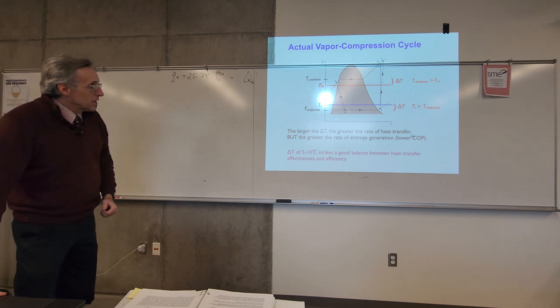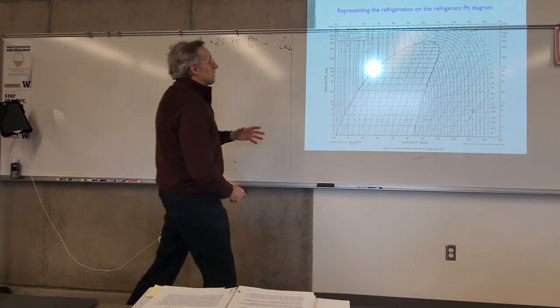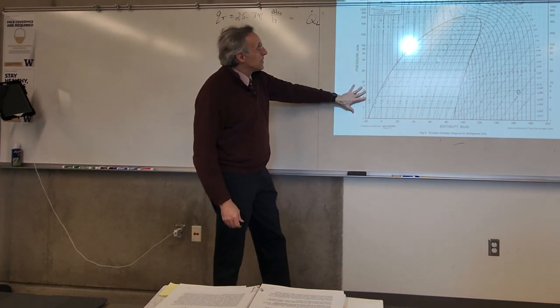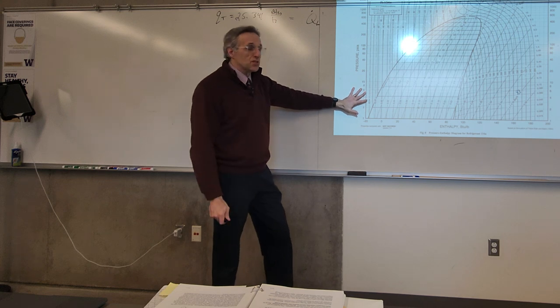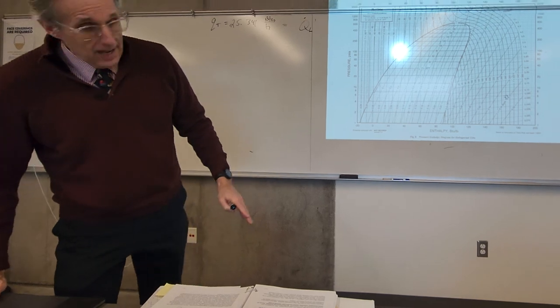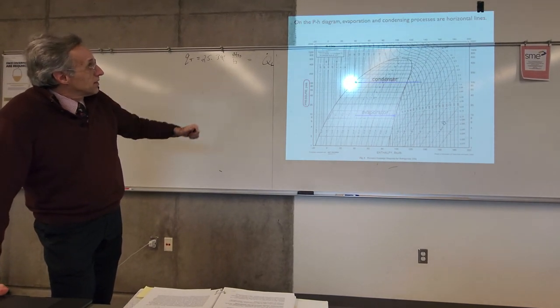Something like 5 to 10 degrees Celsius. We want to represent refrigeration on the pH diagram. And that's what we're going to do with this second problem here, the second part of the problem. Now, I actually have an example here where I do this for R134a.